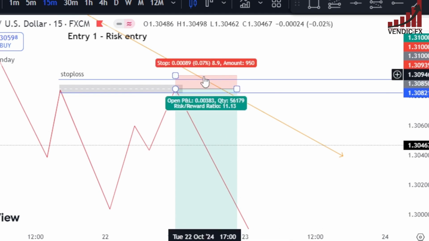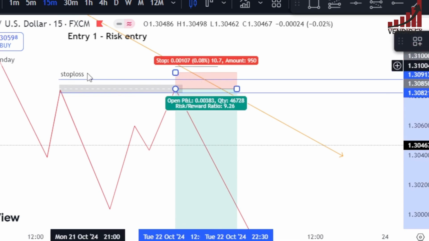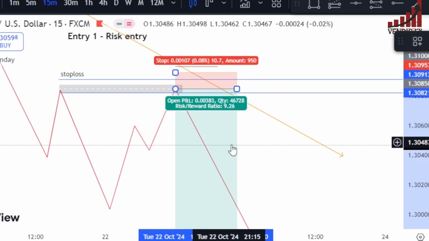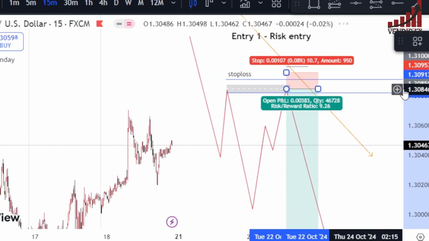You just get into the market and put your stop above the previous high, and then the market just came in and then right in your favor. Okay, so this is one.